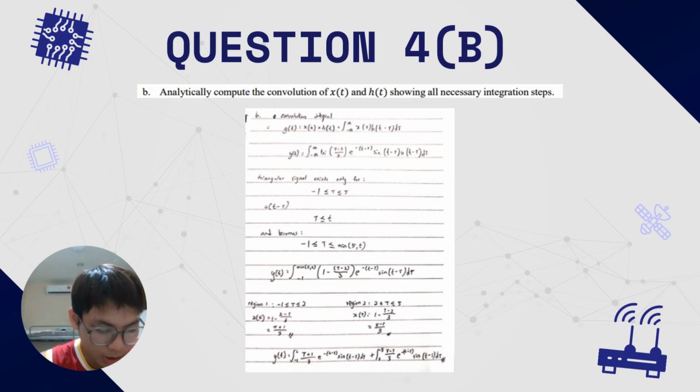(t plus 1) over 3 times e power negative t minus t sine times t minus t dt, plus the integral with upper limit 5 and lower limit 2 of (5 minus t) over 3 times e power negative t minus t sine times t minus t dt.